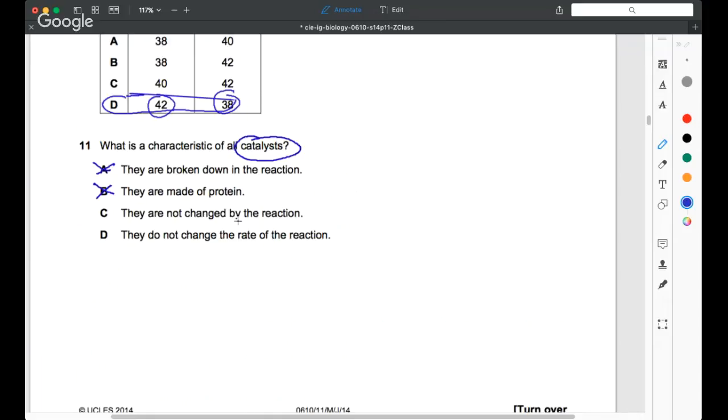They are not changed by the reaction. So during the reaction, they might change, but once the reaction has proceeded to its endpoint, you can still have the catalyst left. So they are not changed by the reaction. So this is correct. They do not change the rate of reaction. The definition of a catalyst is it increases the rate of reaction, so this can't be correct. So it's got to be C.